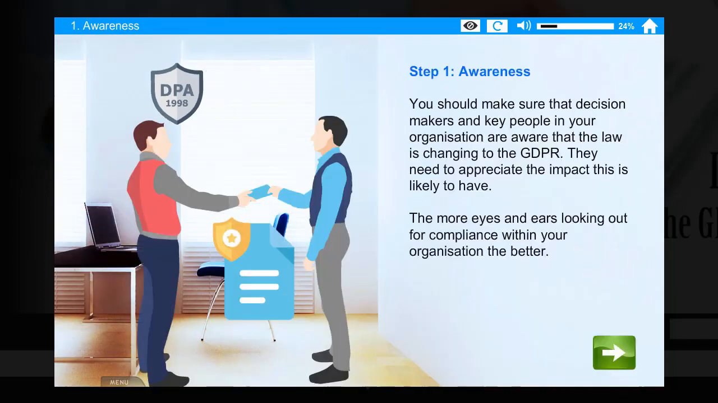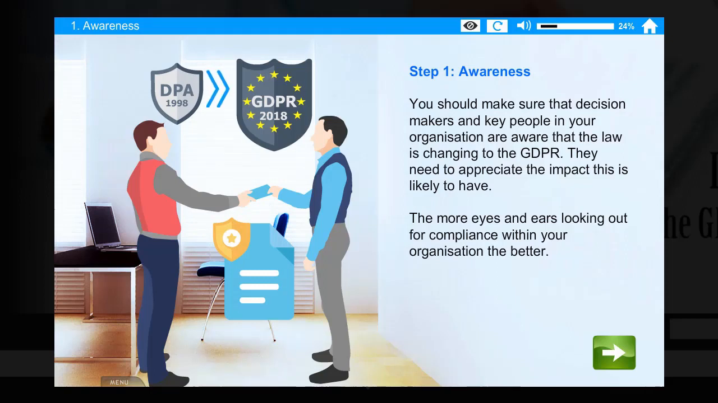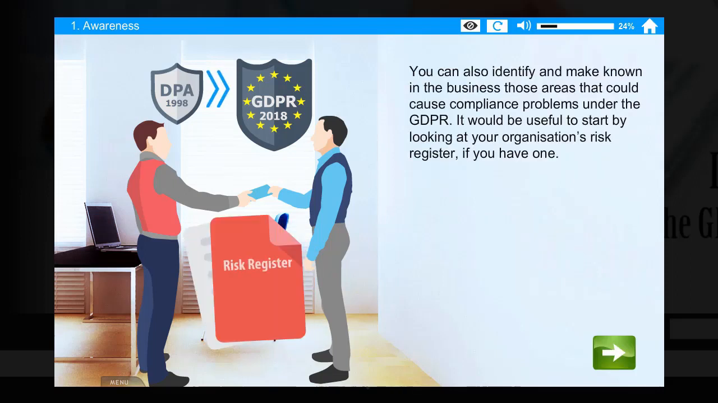Awareness. You should make sure the decision makers and key people in your organisation are aware the law is changing to the GDPR. They need to appreciate the impact this is likely to have. The more eyes and ears looking out for compliance within your organisation, the better. You can also identify and make known in the business those areas that could cause compliance problems under the GDPR. It would be useful to start by looking at your organisation's risk register, if you have one.